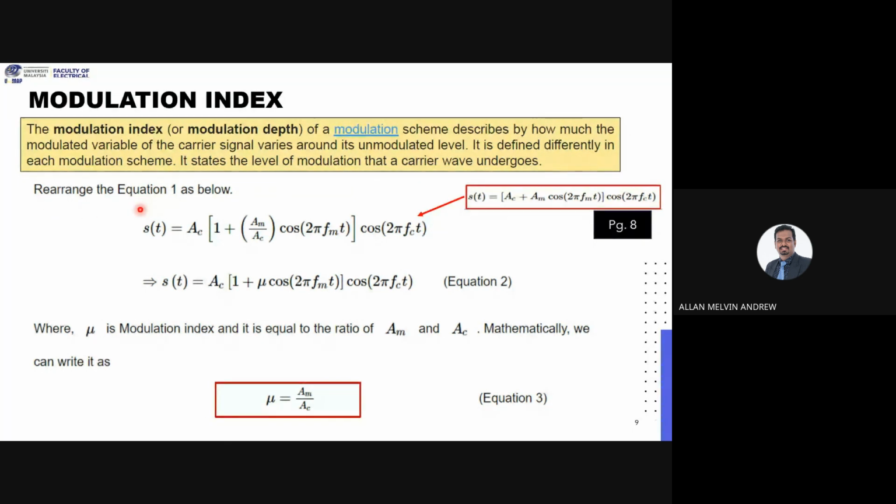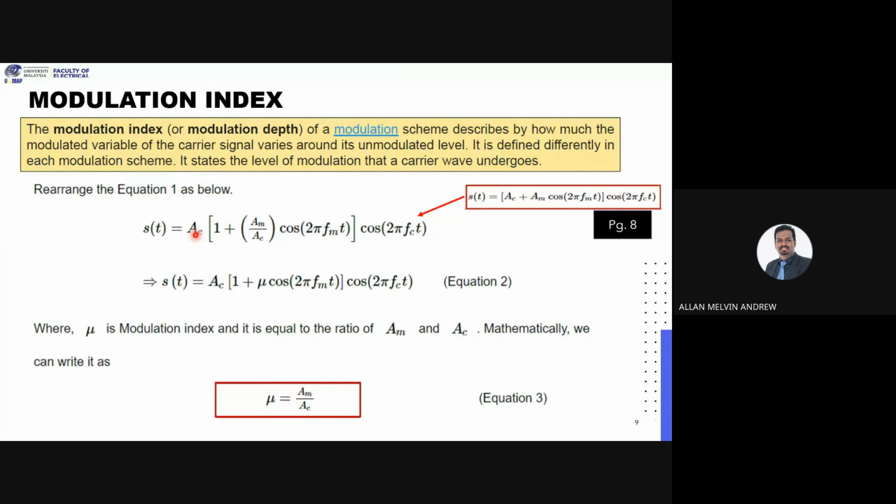Let's say we rearrange equation one, the equation on page 8 earlier. So you factorize A, you take out A. So it will become 1 plus Am over Ac, cos 2 pi fm t, cos 2 pi fc t. You just factorize this, and you can get this equation.